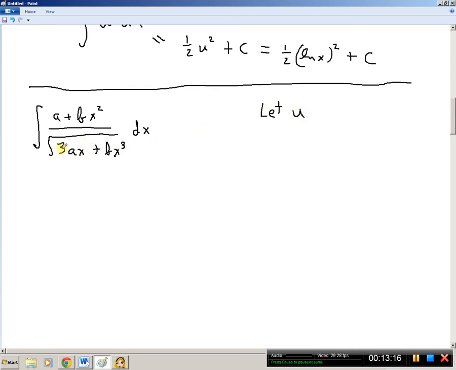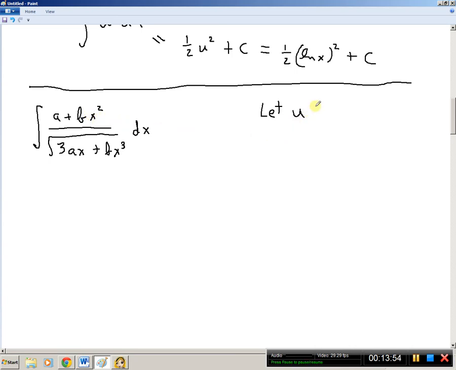Now, look at that stuff under the radical. That's the first thing I'd look at. The derivative of that would be 3a plus 3bx squared. By the way, a and b, got to believe that those are constants. There's nothing else that they can be that makes any sense in this problem. Relative to x, they're constants. So the derivative here is going to be 3a plus 3bx squared. Well, that just happens to be 3 times the numerator. So, in other words, the derivative of what's inside here is hanging around, waiting to be scooped up as du.